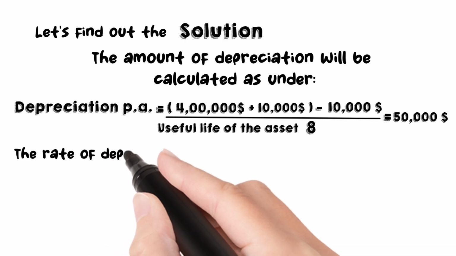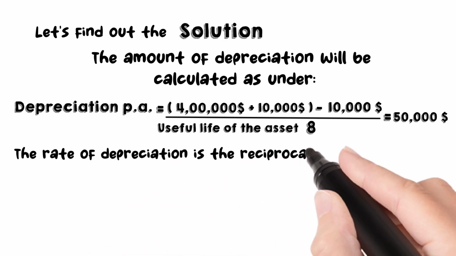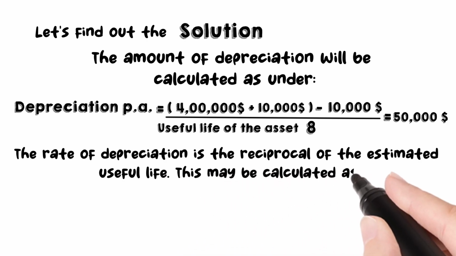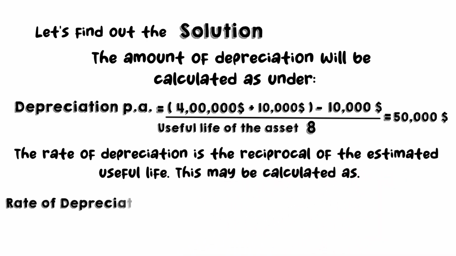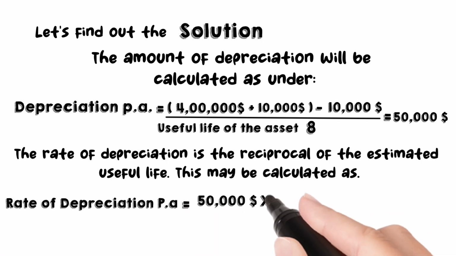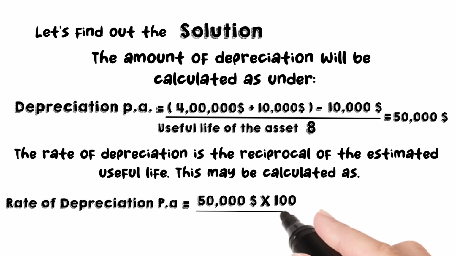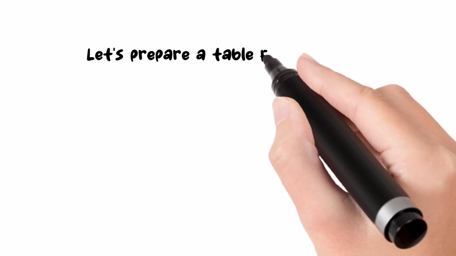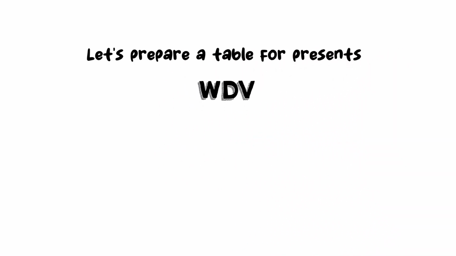The rate of depreciation is the reciprocal of the estimated useful life. This may be calculated as: rate of depreciation per annum equals $50,000 multiplied by 100, divided by cost of the asset, that is $400,000. Answer comes 12.5% per annum. Let's prepare the table for written down value over the life of an asset.